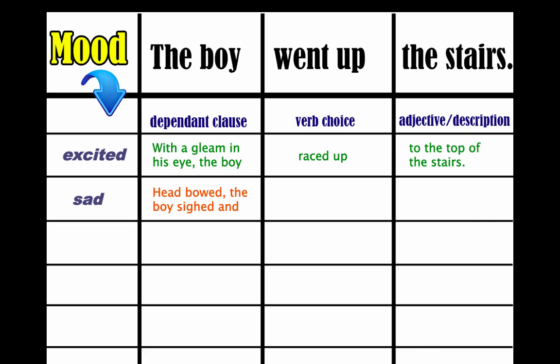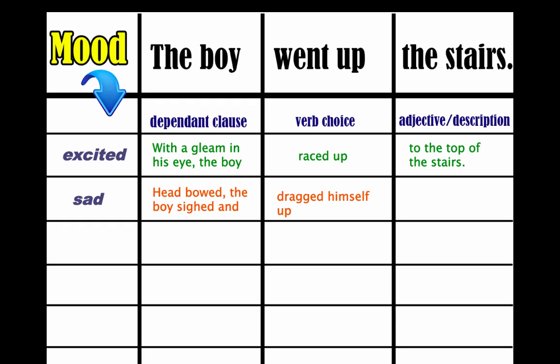So you know that he's not feeling good. He's got his head bowed down and he's sighing. So something's happening. Is he going to race up those stairs? No, he's not, is he? Because racing is something that we do when we're either in a hurry or when we're excited. But if we're sad, we tend to go a bit slower. So we could bring a nice adjective, a descriptive word into the situation. I'm sorry, a nice verb.